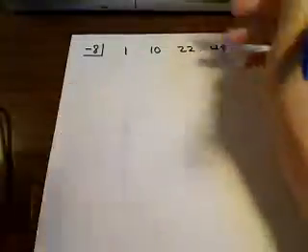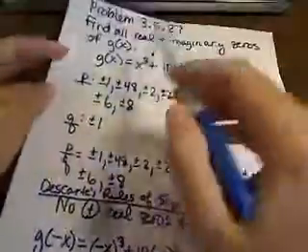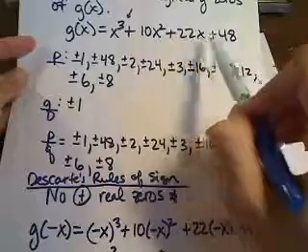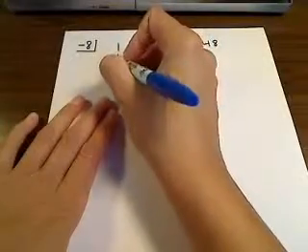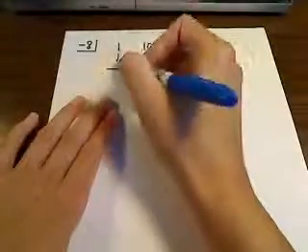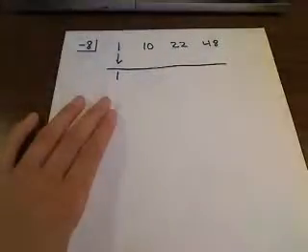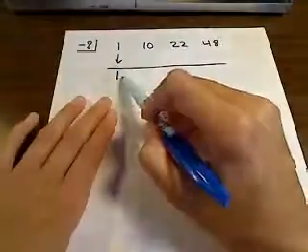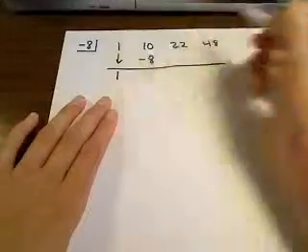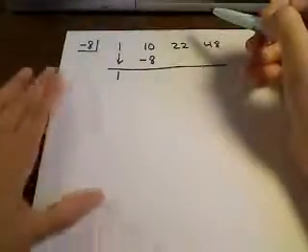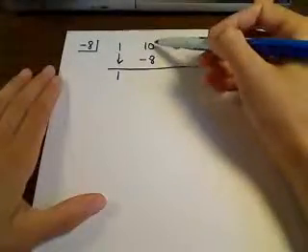So I'm getting that 1, 10, 22, and 48 are the coefficients of my function, the terms in my function. And the way we do synthetic division is we bring down this first term right here. Then we take this 1 times negative 8, which would give me a negative 8. I'm going to put that negative 8 right there. And then I'm adding these two.